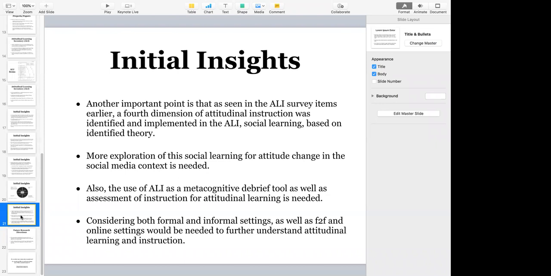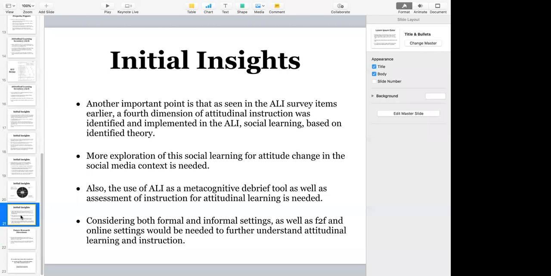More exploration of the social learning for attitude change is very, very important, especially in this age of social media, and how we keep looking for validation of whether our attitudes or our beliefs are true or correct or just right, or even fair in this world that we live in.